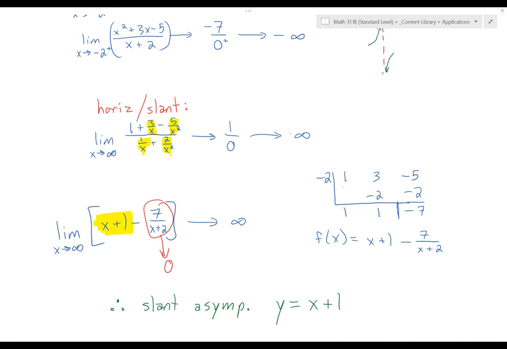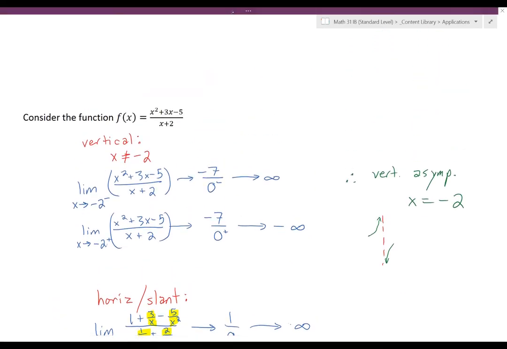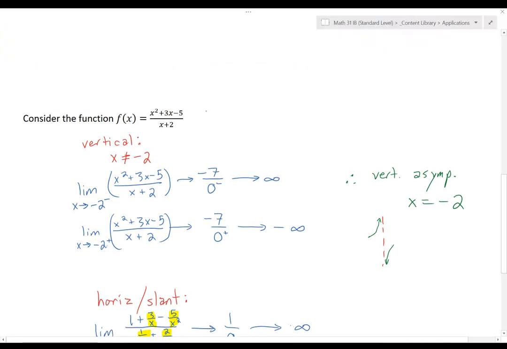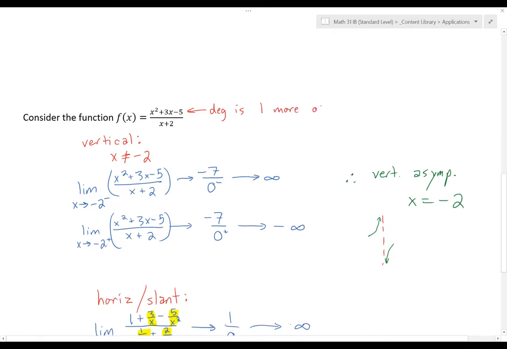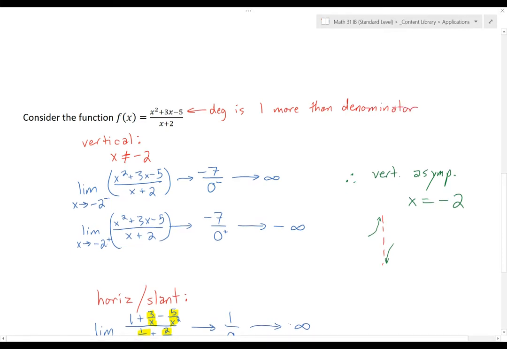Generally speaking, if I go back and look at this original function, we'll have a slant asymptote when the degree of the numerator is 1 more than the degree of the denominator. Because when we divide those, if the difference of degrees is 1, then when we divide them, we're going to get a linear, and then with whatever remainder we have.